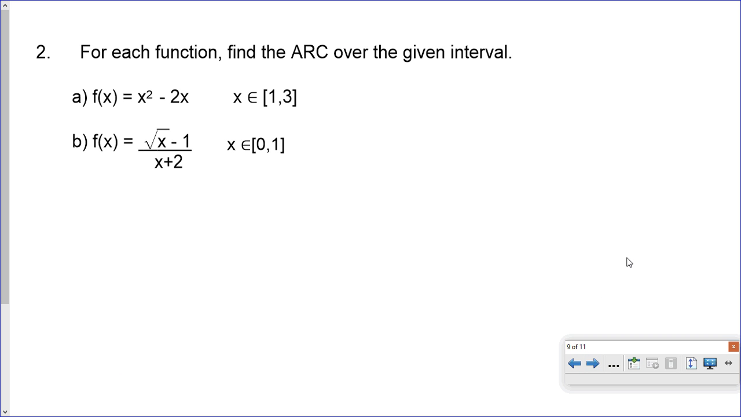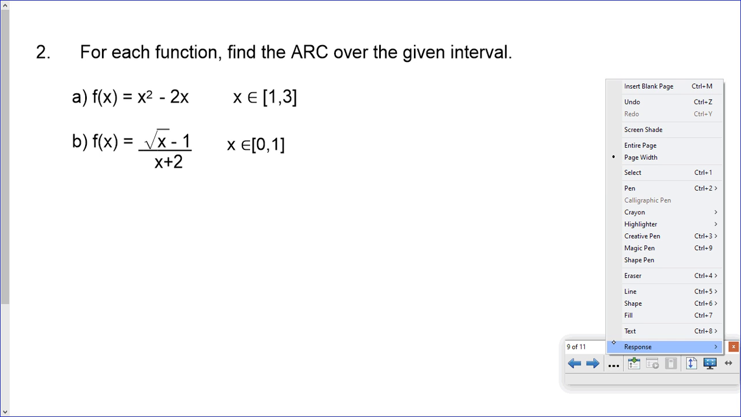Okay, let's calculate average rate of change, given an actual equation here. All right, so this is going to be.